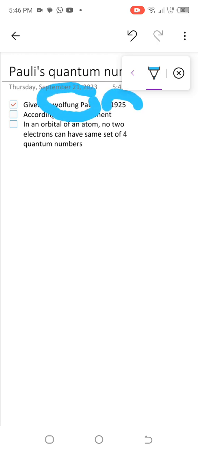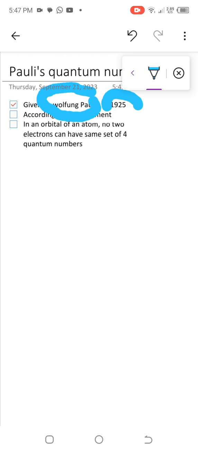So in this video we're going to discuss the Pauli quantum number. As we discussed in the previous video, the shape of the orbitals, now let's see the Pauli quantum number. This was given by Wolfgang Pauli in 1925.